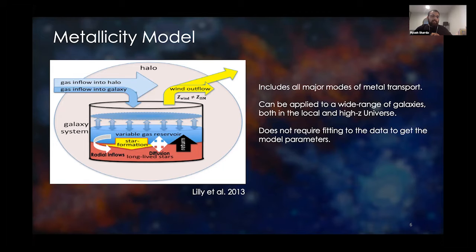When we have radial inflows as well as metal diffusion, we can now include all major modes of metal transport on galactic scales, which means that we can apply this model to a wide range of galaxies, both in the local as well as the higher redshift universe. In the applications of the model that I'll show you today, the thing to note is that we will not be fitting any of the model parameters to the data. This is not required because the metallicity model is connected to a galaxy evolution model, so the parameters are more constrained by how galaxies are evolving rather than the data itself.